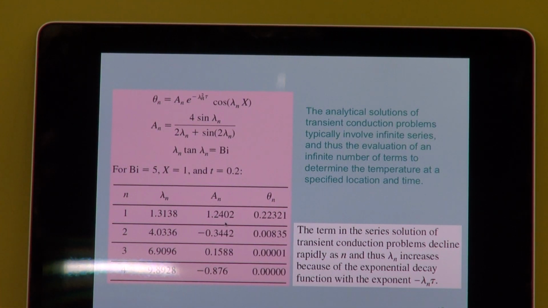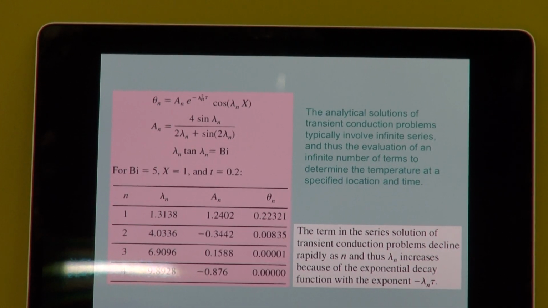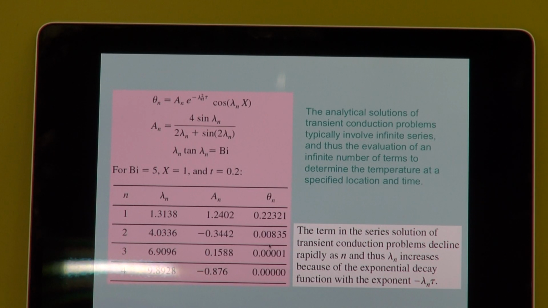An is equal to 1.2402, and the non-dimensionalized temperature would be equal to 0.22321. Okay? You see that? Now for the case where n is equal to 2, there is lambda n, there is An, and now we see the non-dimensionalized temperature as 0.00835. We can see it is small, and if you add this value with that value, it will only have an influence on that second digit. You agree? If you do it for n equal to 3, then the non-dimensionalized temperature is equal to 0.00001.